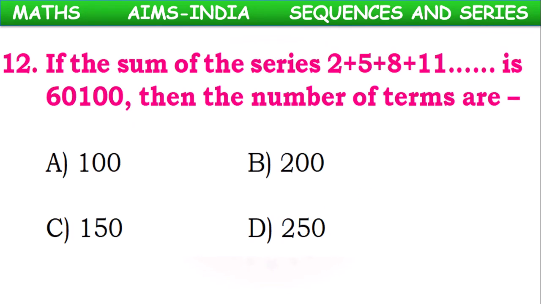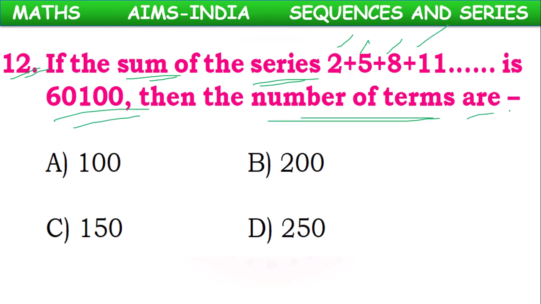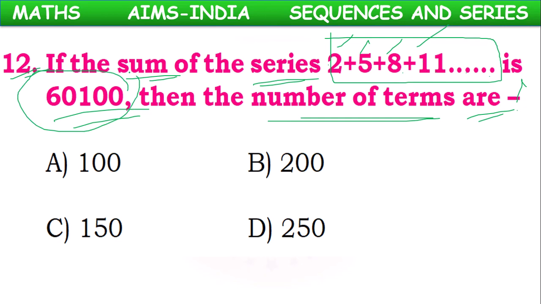Next, 12th question. If the sum of the series 2 plus 5 plus 8 plus 11 and so on is 60,100, then the number of terms are what? For what number of terms will this series sum be equal to 60,100? That number of terms n we have to find out.